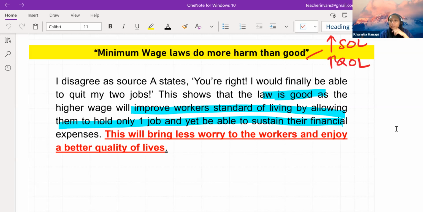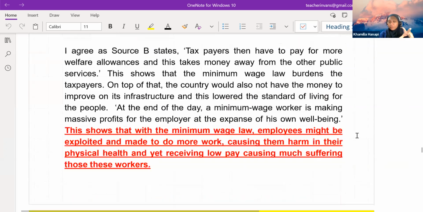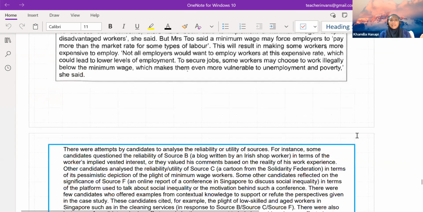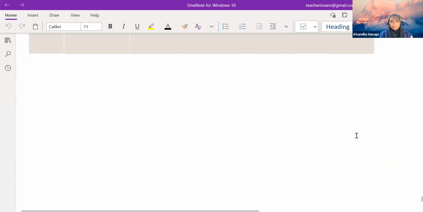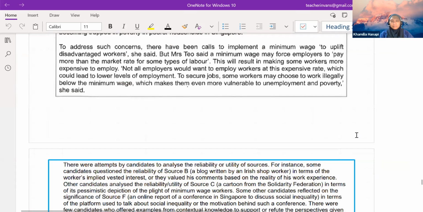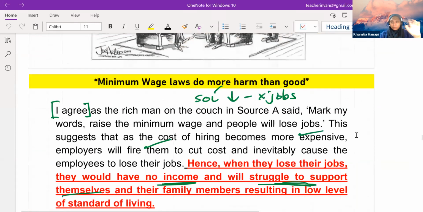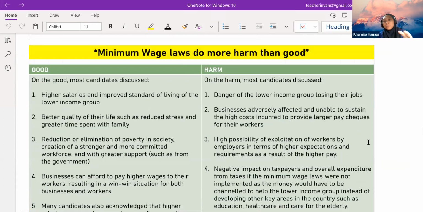Now, as you look at all the sources, it is very specific. You can go all the way to the back and take a look at the different yes and no. I'm just going to go through the different yes and no, the harm and benefits. I did it in this one, sort of compact. These are all links. So if you say that minimum wage laws do more harm than good, let's take a look at the more harm than good.